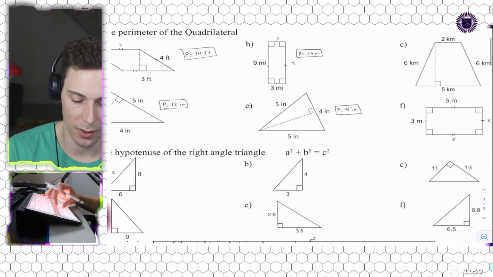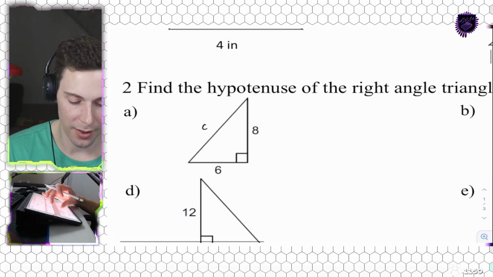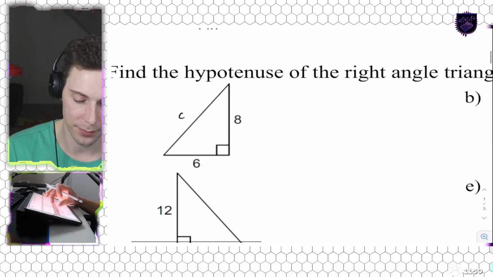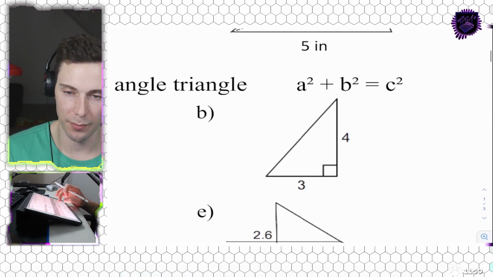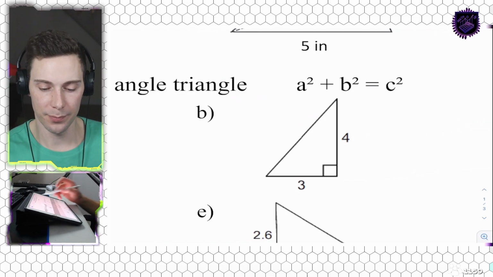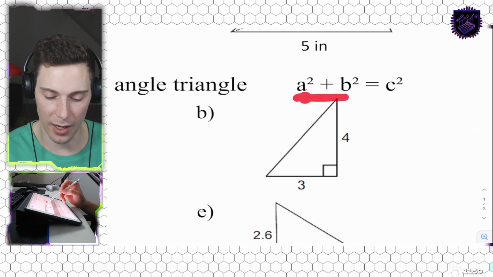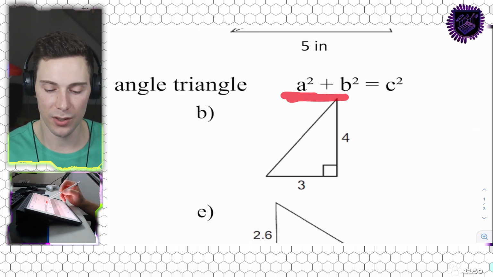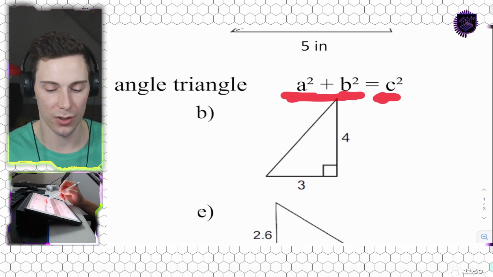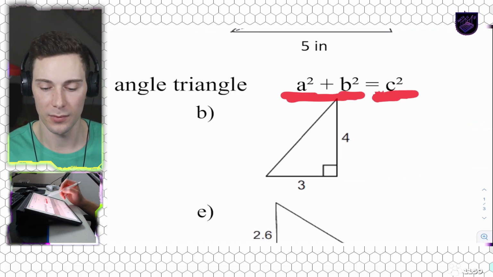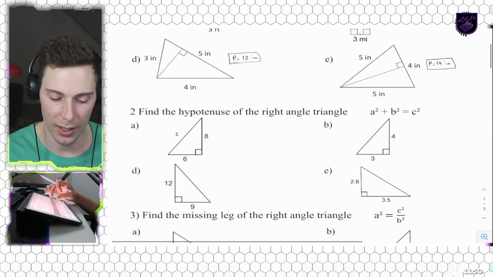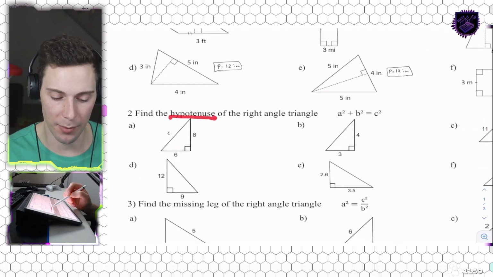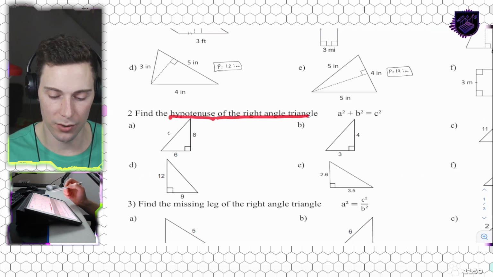All right, moving to our Pythagorean theorem. So in a right angle triangle, there is a beautiful ratio of the square of side A plus the square of side B is going to be equal to the square of side C. This will be the biggest side, the hypotenuse. It asks us to find the hypotenuse of each of the right triangles.